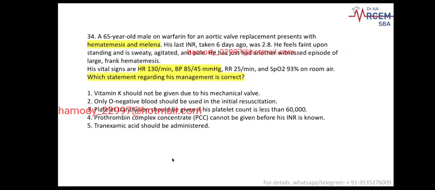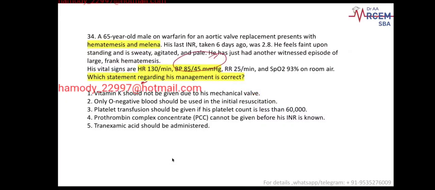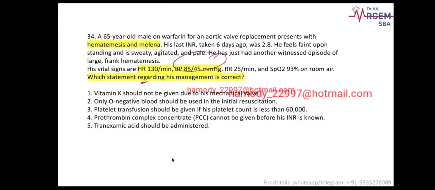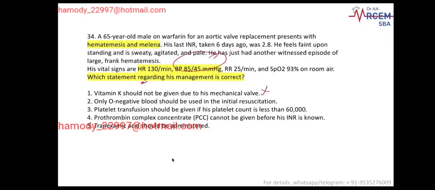Hematemesis and melena, the patient is presented with, we are suspecting upper GI bleed, in shock. Which statement regarding the management is correct? They are asking. Vitamin K should not be given due to his mechanical valve. No, there is no contraindication if he has a mechanical valve. This is a wrong statement. Only O negative blood should be given in the initial resuscitation. Yes, if it is not cross-matched, it is the right statement. Let us see if any more right answer might be present.